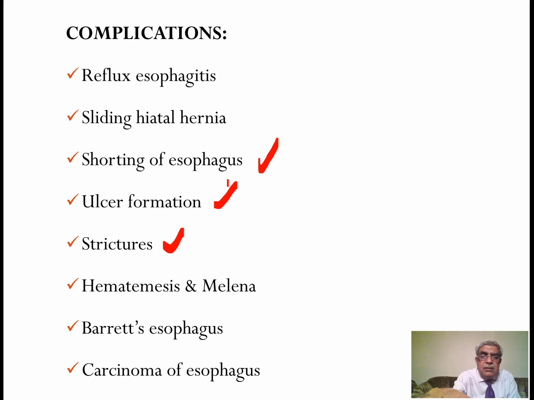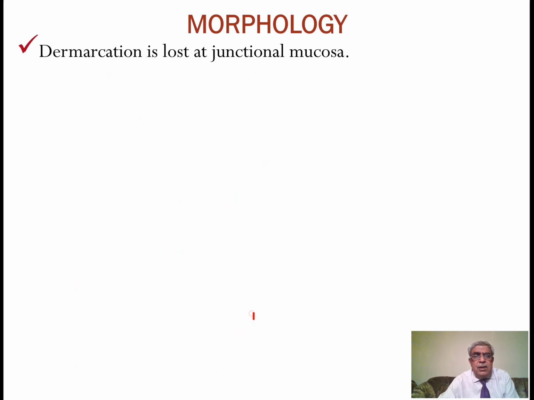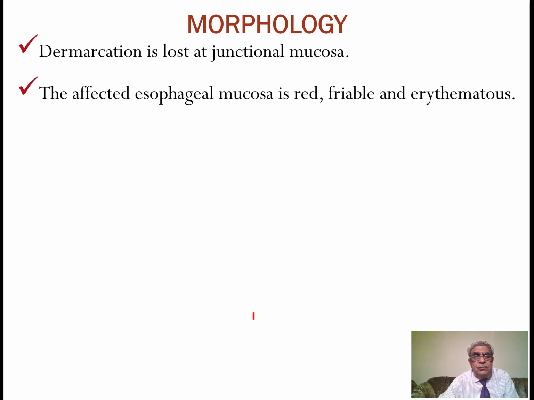And hematemesis and melena, Barrett's esophagus, we'll discuss in detail Barrett's esophagus, a topic very important from your examination point of view, and carcinoma of the esophagus. Morphology: demarcation is lost at junctional mucosa. The affected mucosa is red, friable, and erythematous.